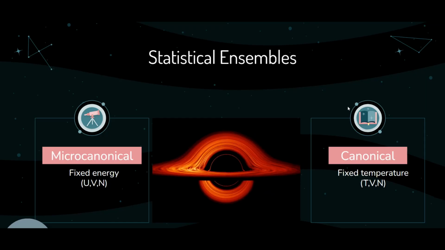Well, for black holes, we don't know all the quantum microstates, as we know they're still an anomaly, but we do know their macroscopic properties like mass, angular momentum, and even temperature. So statistical ensembles can give us an interpretation of black hole entropy.